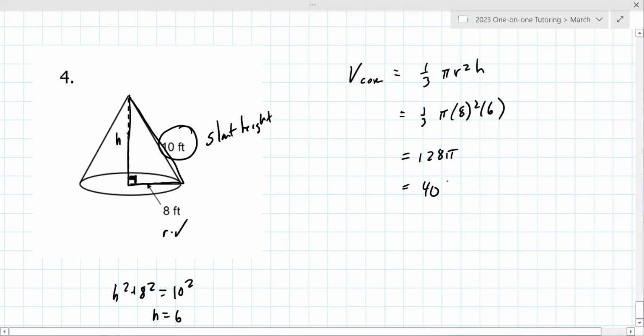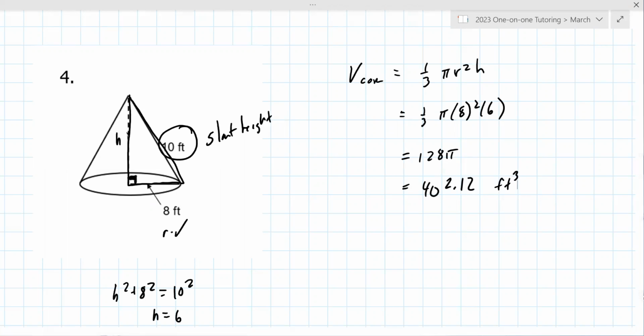402.12. Yes. Feet cubed. Good. Okay. All right, let's grab the next one here.